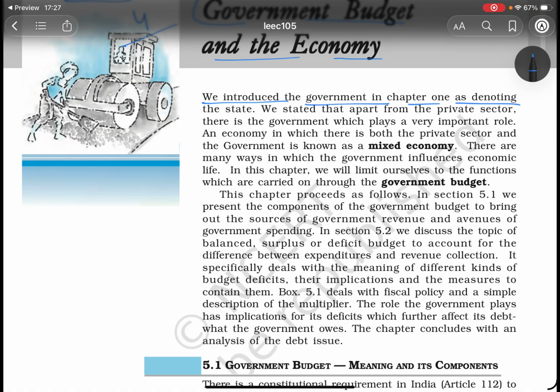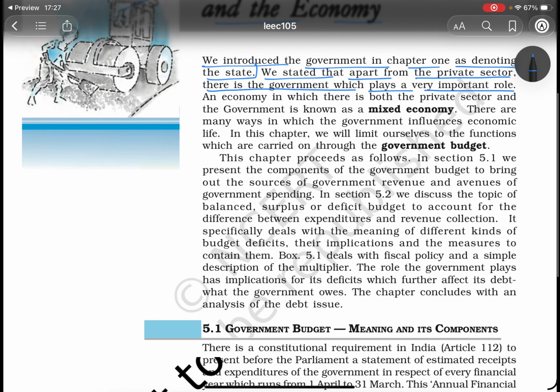We introduced the government in Chapter 1 as denoting the state. We stated that apart from the private sector, there is a government which plays a very important role. An economy in which there is both the private sector and the government is known as a mixed economy. There are many ways in which the government influences economic life. In this chapter, we will limit ourselves to the functions which are carried on through the government budget.